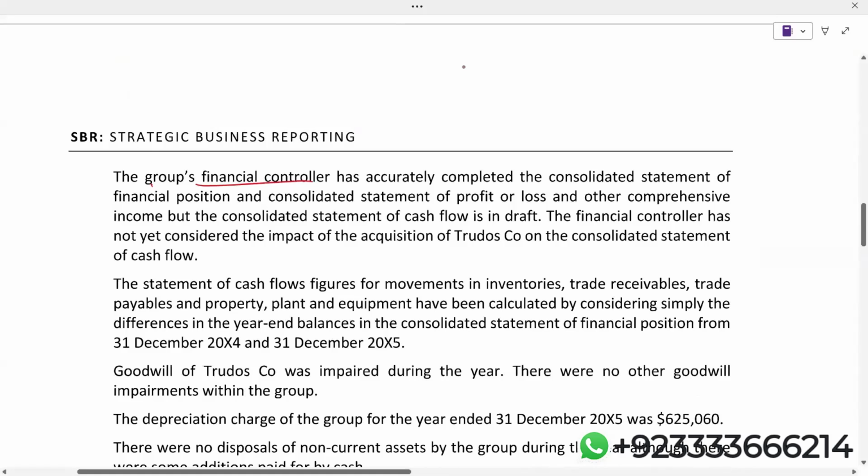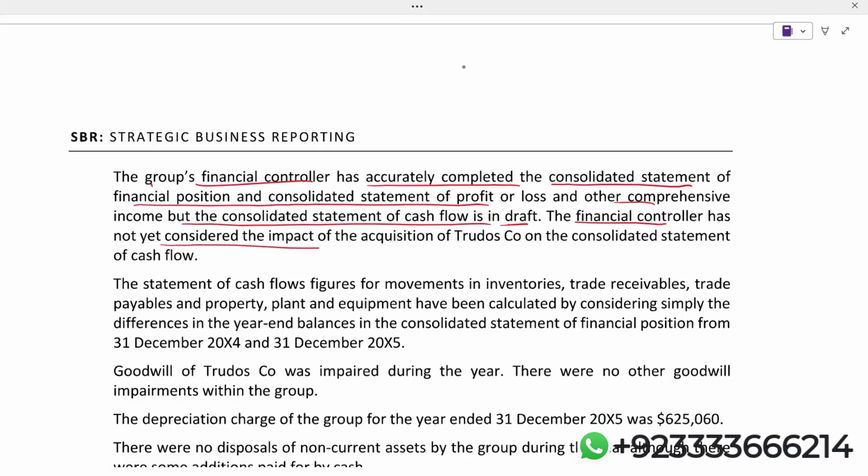The group financial controller has accurately completed the consolidated statement of financial position and consolidated statement of P&L and other comprehensive income. Fine, but the consolidated statement of cash flow is in draft, so it is not finalized. The financial controller has not yet considered the impact of acquisition of Trodler's company on the consolidated statement of cash flow. So actually the examiner forgot to consider the impact of acquisition of the subsidiary. Fine.